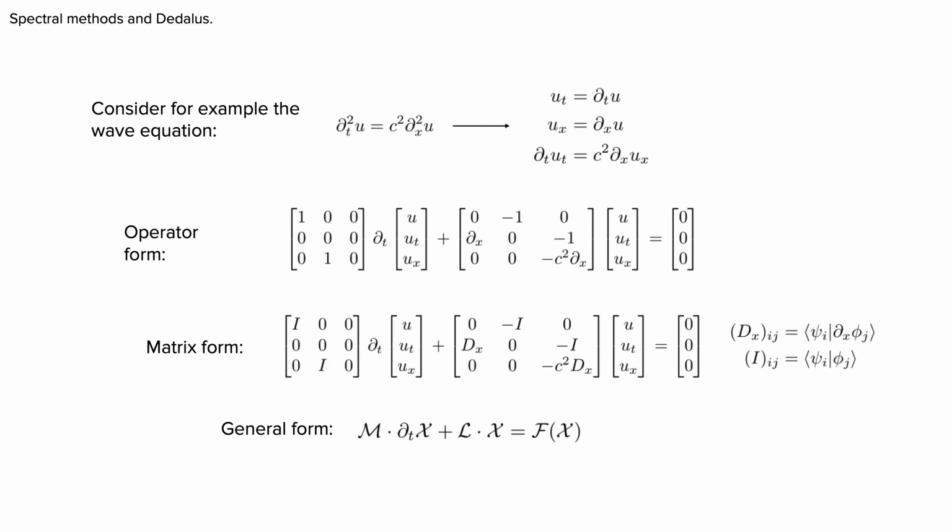Because the solution has been assumed to be a superposition of coefficients, and you can operate analytically on each of these bases, you can transform this operator form to matrix form. It's a linear operator. And then you can make this system evolve. This is going to be the general form of this system.